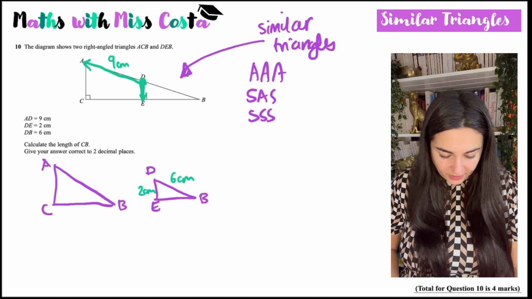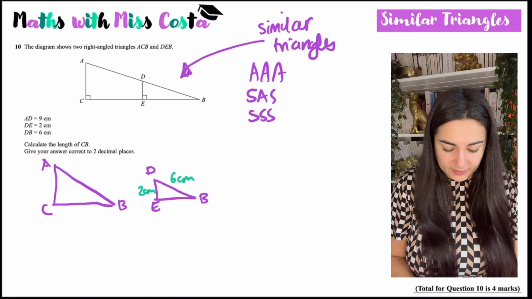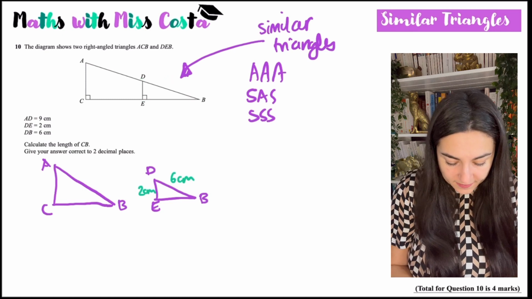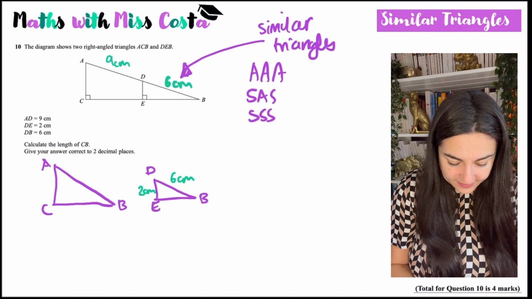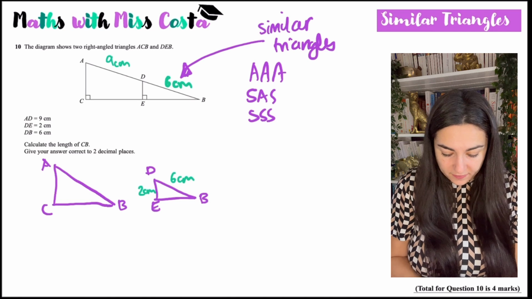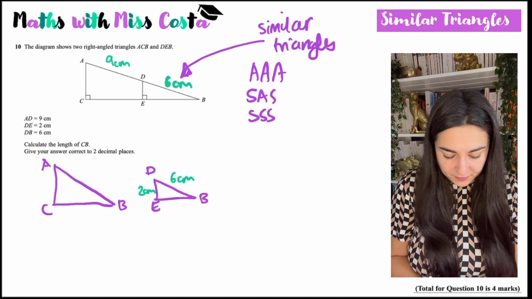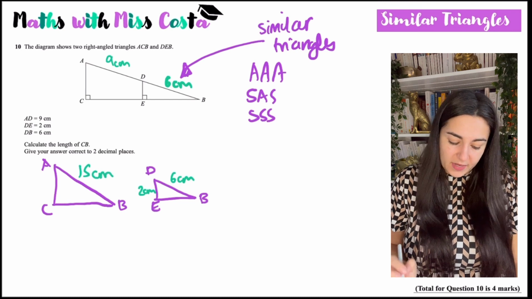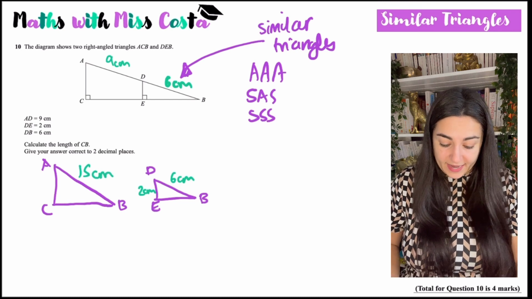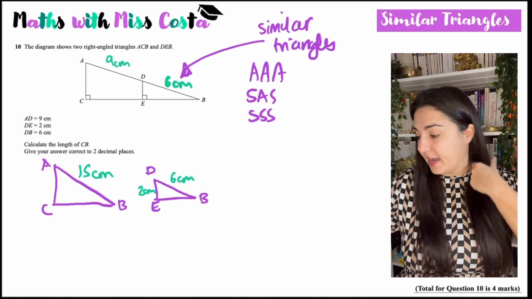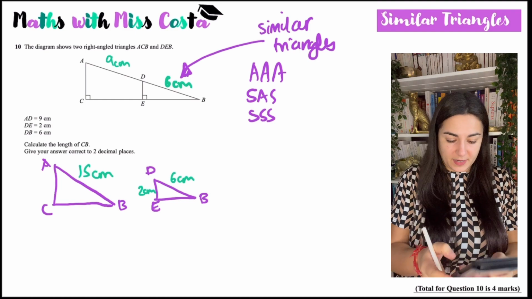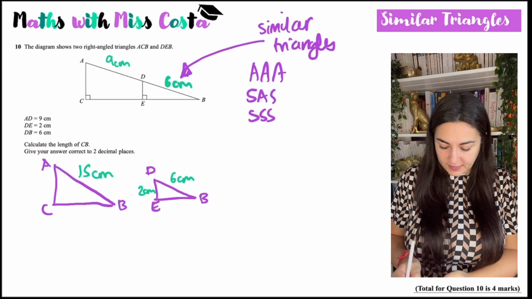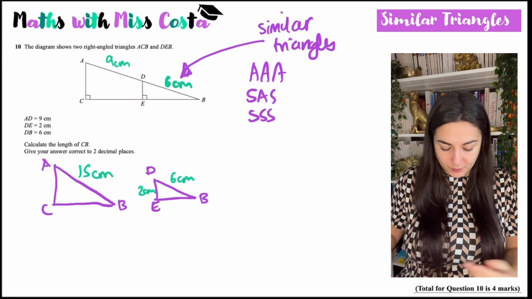Okay, so what we need to do is work out the side lengths of everything else. So I know that this is 6 centimeters. And I know that this is 9 centimeters. So therefore, I know the total length of A to B must be 9 plus 6, which is 15 centimeters. Okay, so it's just a little addition that we have to do. So I need to work out the scale factor of enlargement. So how do I get from the large shape to the small shape? Well, 15 divided by 6 is 2.5.